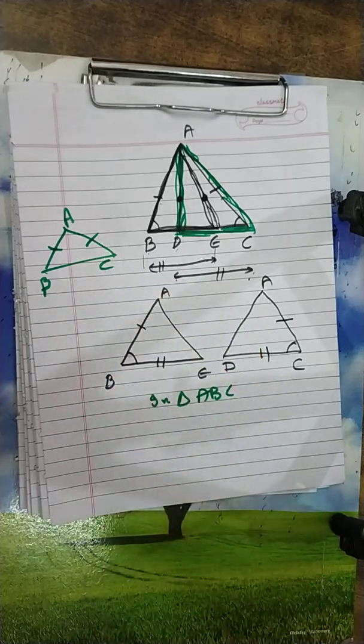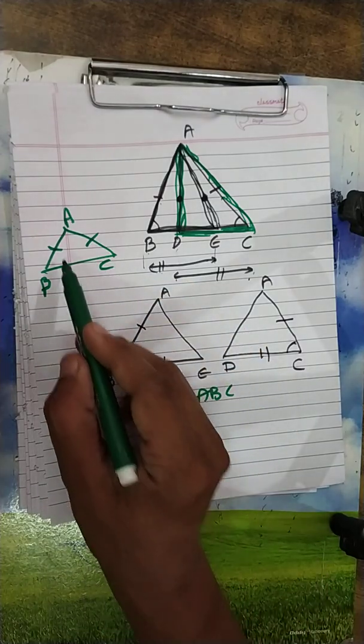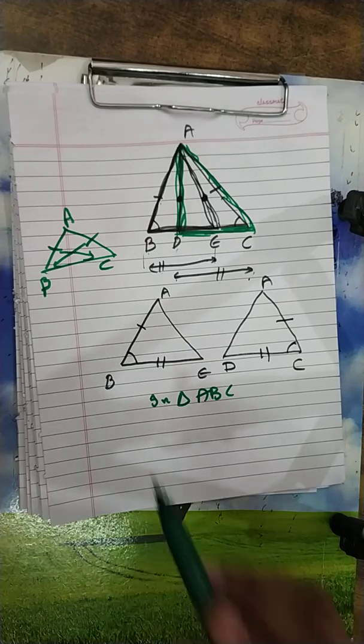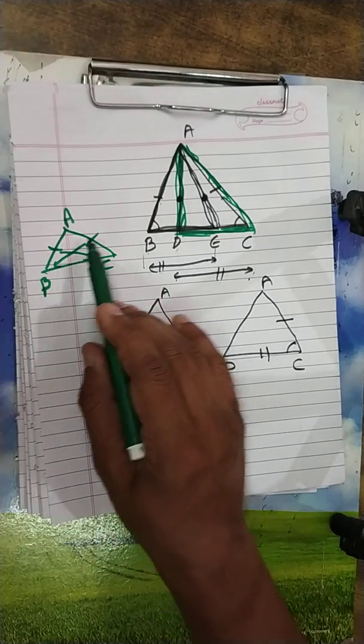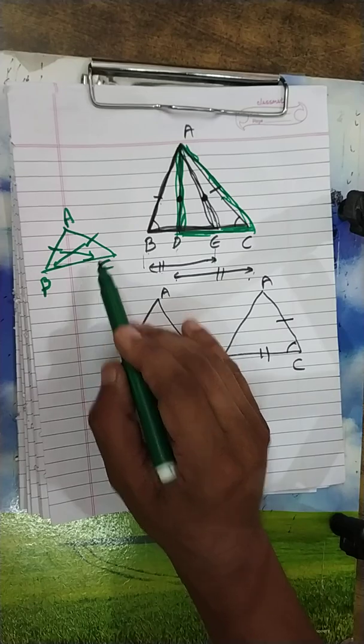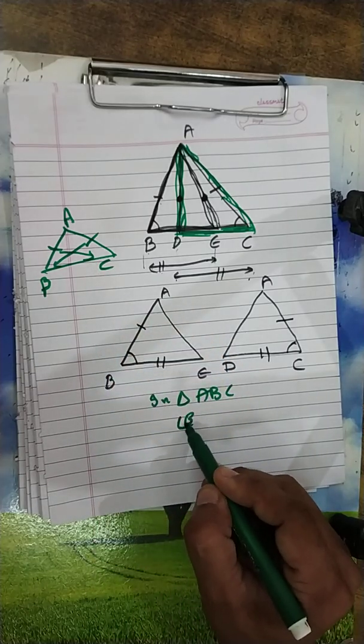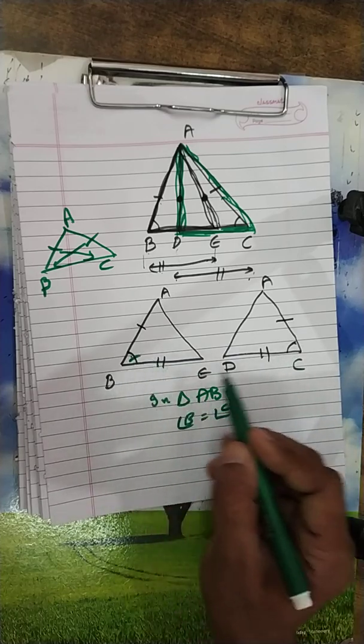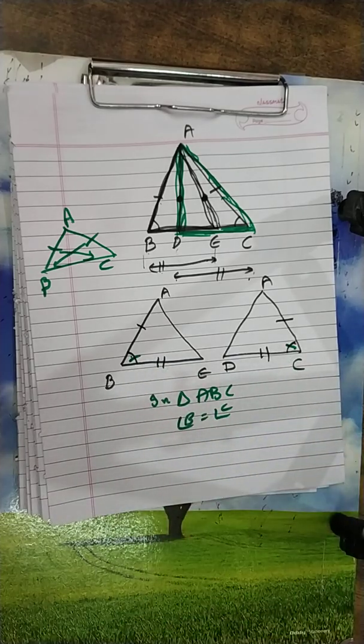AB equals AC, already given in the question. Then their opposite angles are also equal. If in triangle ABC, AB equals AC, then their opposite angles are also equal. It means angle B is equal to angle C. Single arc angle equals the single arc angle.